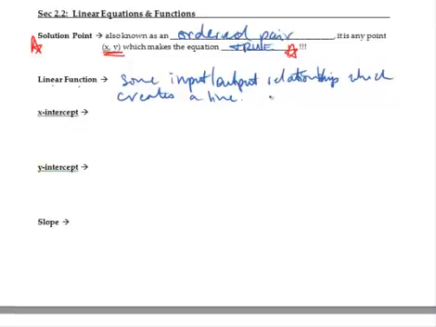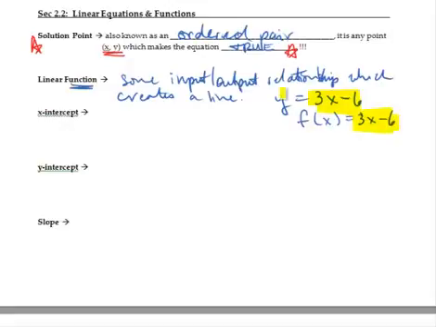For example, you might have y equals 3x minus 6. That is a linear function or a linear equation. It can also be written as f of x equals 3x minus 6. How can we tell that it's actually a function? You can plug this into your calculator. Remember, the piece you would plug into your calculator would be the 3x minus 6, because the f of x and the y's are the same thing. Plug that into your calculator and do a vertical line test.